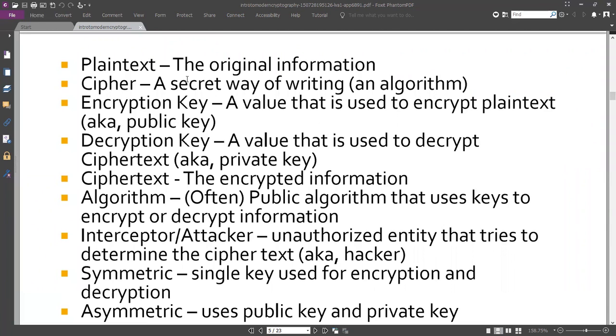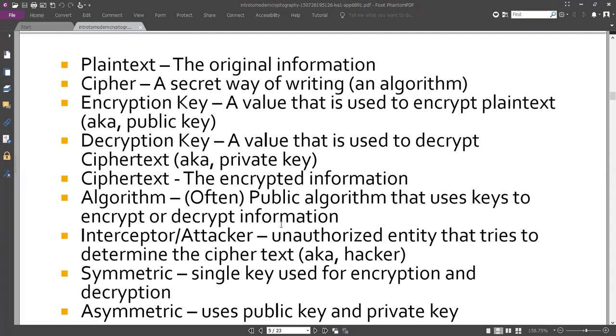We had the plain text, the original information. We have the cipher, the secret way of writing, an algorithm. Then we have the encryption key, a value that is used to encrypt the plain text. And then we have the decryption key, a value that is used to decrypt a cipher text. A cipher text is the encrypted information. The algorithm is often a public algorithm that uses a key to encrypt or decrypt information. Then interceptors or attackers, what I was talking about yesterday about Eve, who is eavesdropping. It's an unauthorized entity that tries to determine the cipher text.